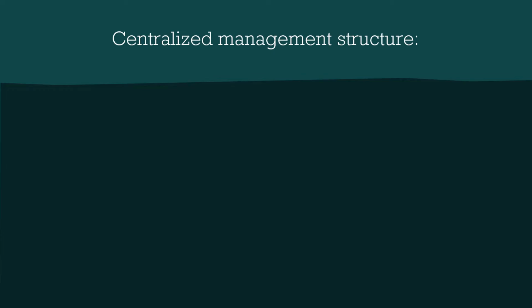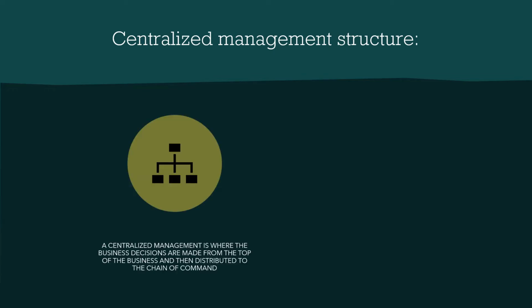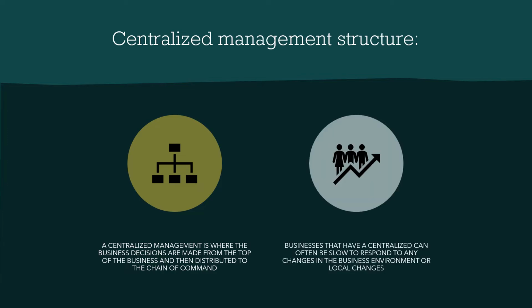Centralized management structure. A centralized management is where the business decisions are made from the top of the business and then distributed to the rest of the chain of command. Businesses that have a centralized management can often be slow to respond to any changes in the business environment or any local changes.